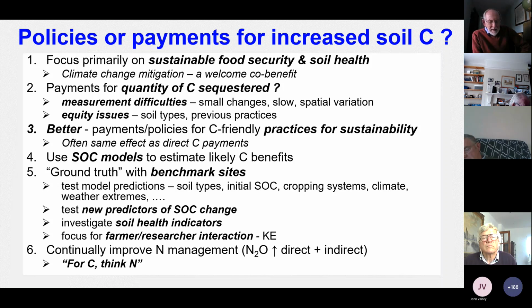Even small improvements in nitrogen use efficiency can cut nitrous oxide quite a bit, and I often have said for carbon, think nitrogen. So at that point I'm finishing, I think.